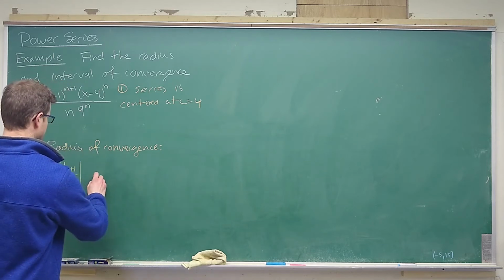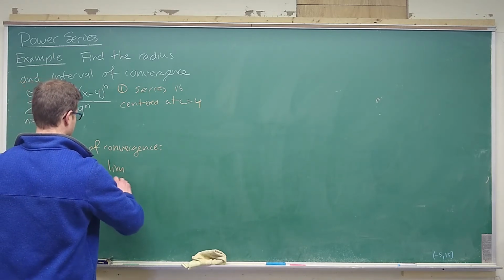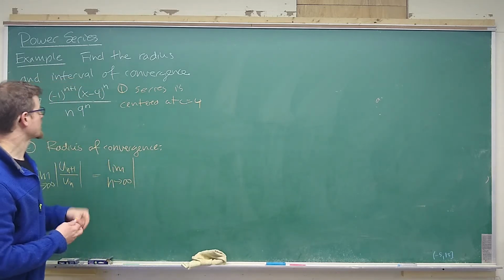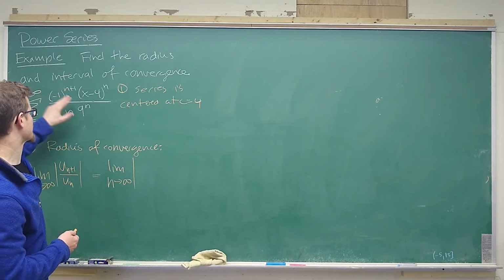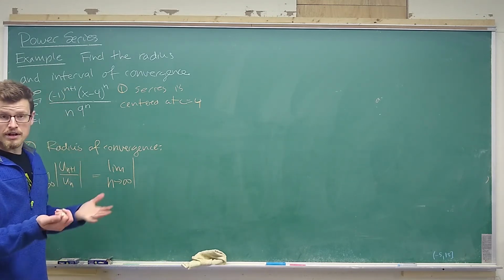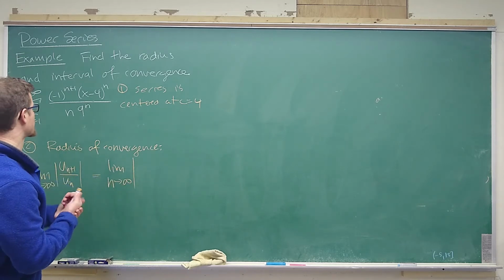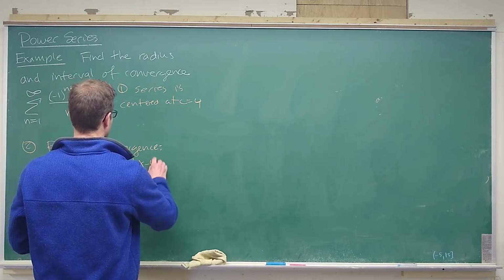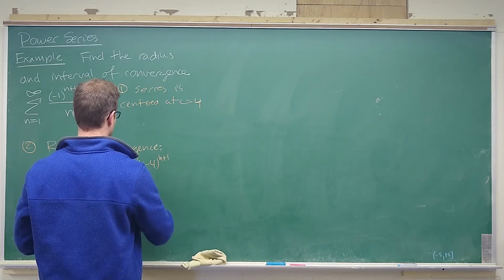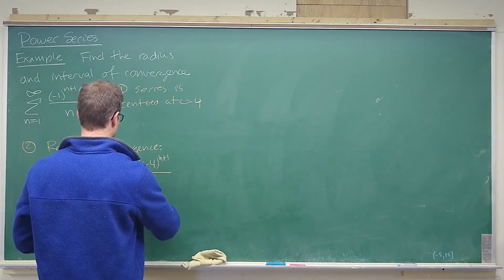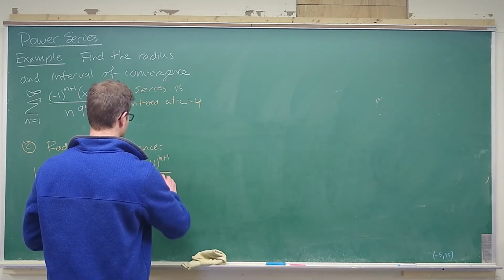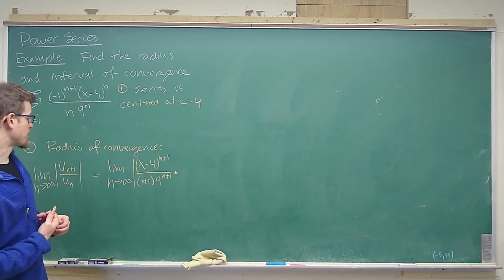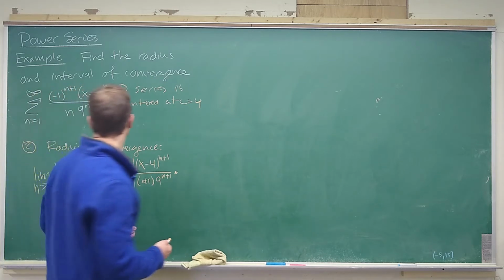So we can see that this is equal to the limit as n goes to infinity of, now since I'm concerned with the absolute values, I do not need this negative 1 to the n plus 1, because it's either going to be negative and it does nothing at all because we're taking the absolute value, or it's going to be positive and again does nothing at all. So I'm just going to ignore that, and we have x minus 4 raised to the n plus 1th power divided by n plus 1 times 9 to the n plus 1. Then we multiply by the reciprocal of u sub n.